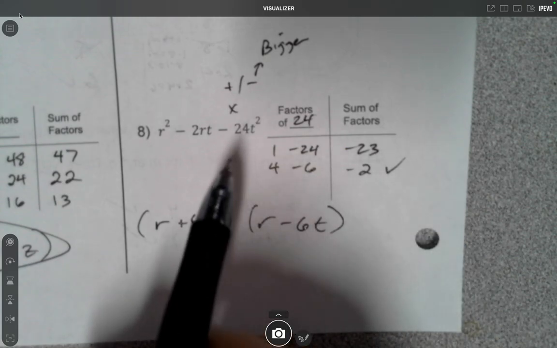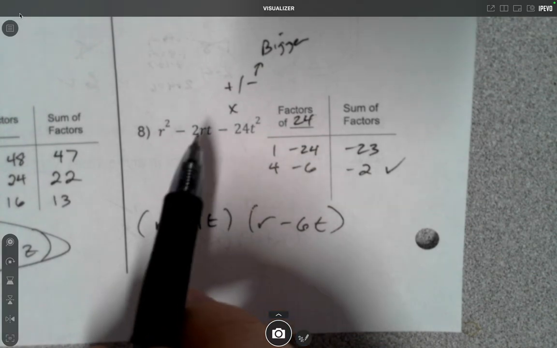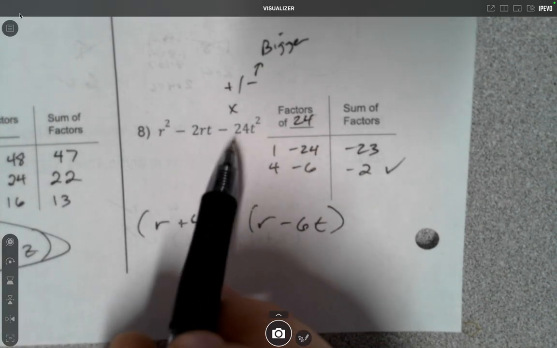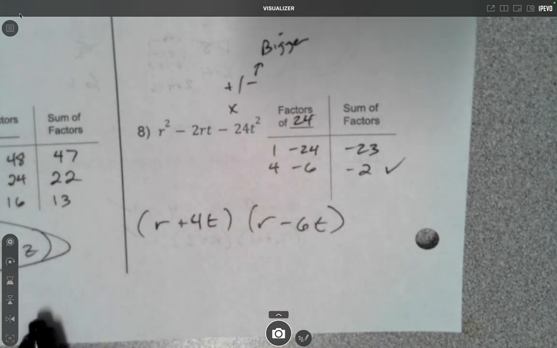So what, again, you've got to stick in your head is what multiplies to be the last term and adds up to the middle. What multiplies to be the last coefficient and what adds or subtracts to be the middle coefficient.